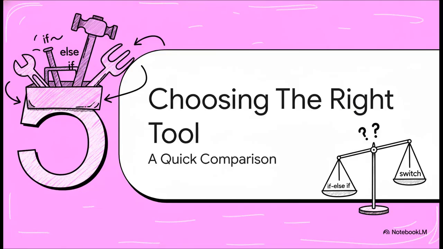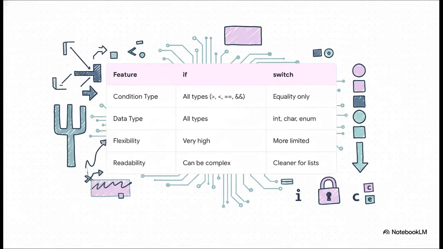All right, so we've got if, else if, and switch in our programming toolkit. Now comes the most important part. How do you know which tool to grab for which job? Let's do a really quick side-by-side. Look, the if-else structure is your all-purpose, super flexible multi-tool. It can handle any kind of comparison you throw at it, greater than, less than, complex combinations with ands and ors, you name it. Switch, on the other hand, is a specialist. It does one thing, but it does it incredibly well, checking for equality against a fixed list of values, like whole numbers or single characters.